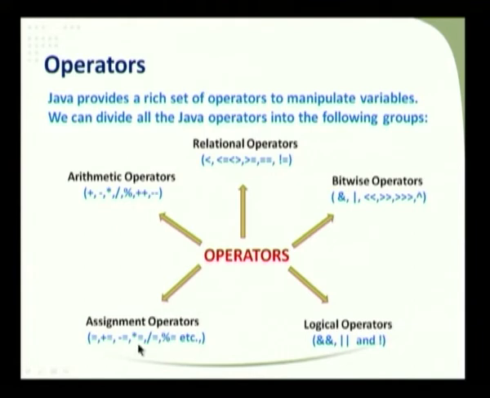Again, assignment operators. This is equal to, plus equal to. What is this plus equal to? For example, I have A is equal to A plus 1. I can just use the plus operator and equal to operator, which could replace this A is equal to A plus 1 operation. Similarly, we have minus equal to, star equal to, divide equal to, modulo equal to, etc.